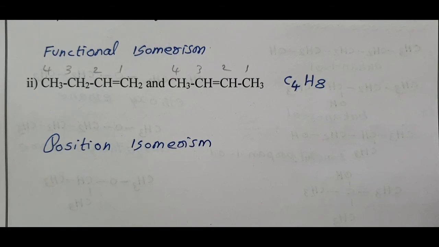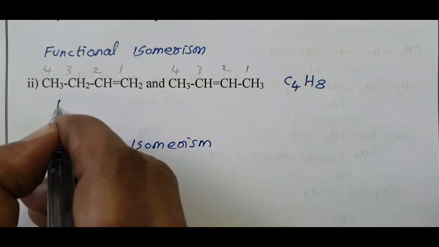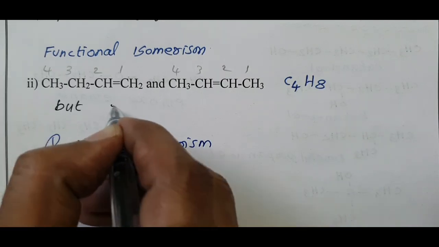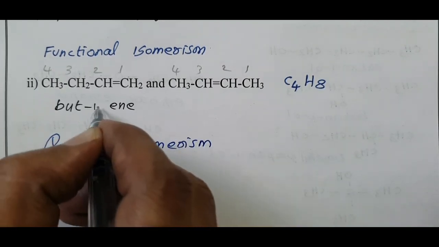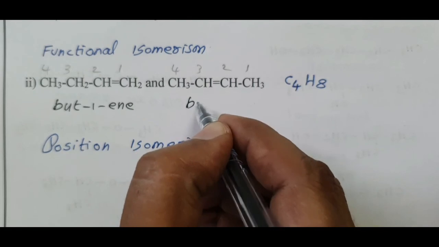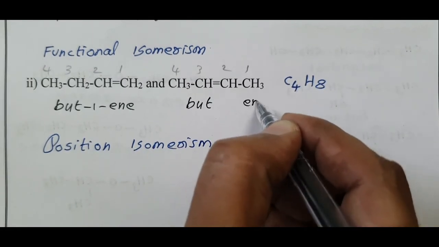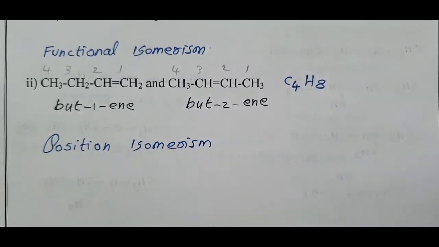Compounds having the same molecular formula, but the position of the double bond, here the double bond being a functional group, is different. What is the name of the first compound? 4 carbon: butane; carbon carbon double bond: ene; position of double bond 1. 4 carbon: butane; carbon carbon double bond: ene; position of double bond 2. This is but-1-ene, that one is but-2-ene.